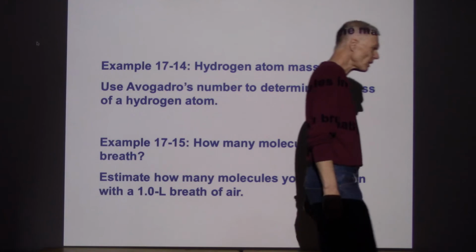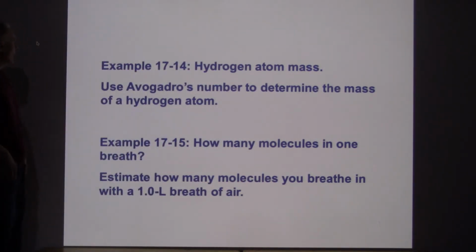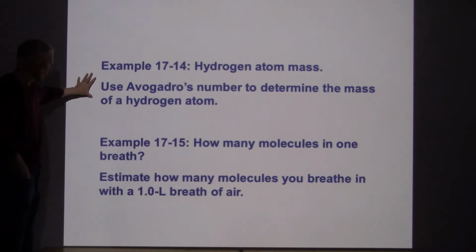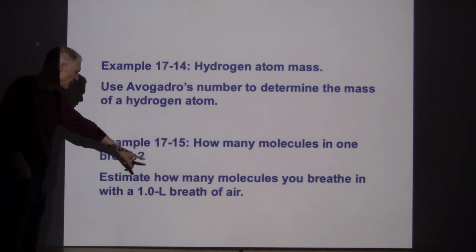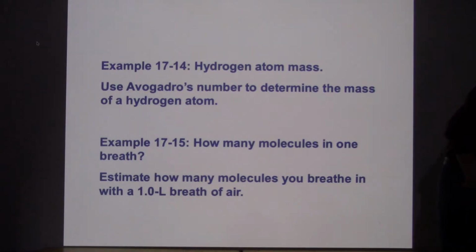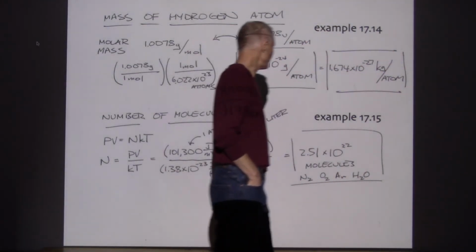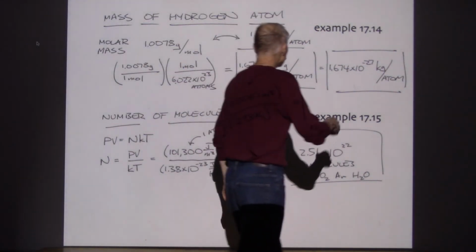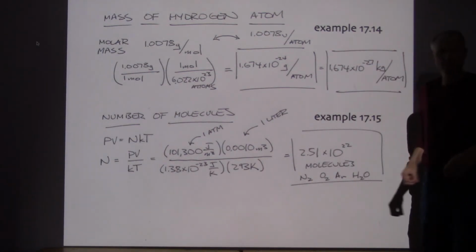All right, here's a hydrogen atom mass. What is the mass of a hydrogen atom? That's one example. And then a second example, how many molecules are there in a liter of air? So those are two examples, and I think they're both looked at on this page. Here is example 17.14. Here is example 17.15.